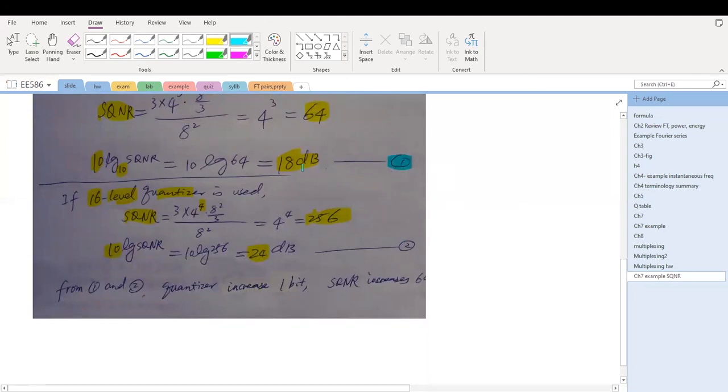We look at the results from equation 1 and equation 2. The quantizer increased by 1 bit, and the SQNR increased by 6 dB. And this is exactly what we derived in the slides.